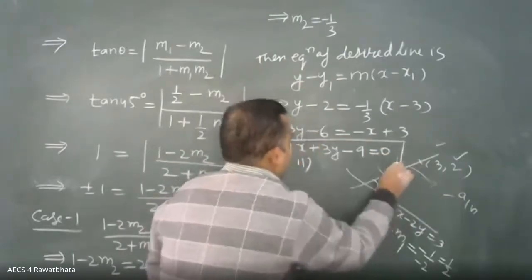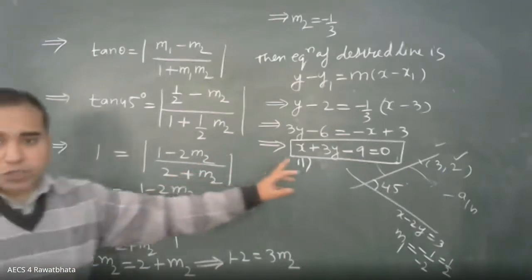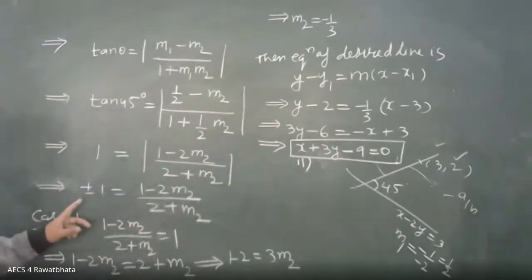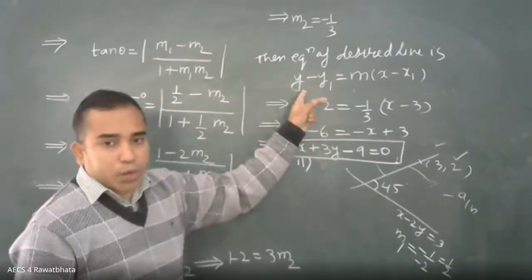Okay, so this is case 1. Right now the answer of only one case is done. First case answer only we have got. You can check, students. Then let us take another case. Take minus 1 here, get m2, then again use this formula. Okay, let us do it.